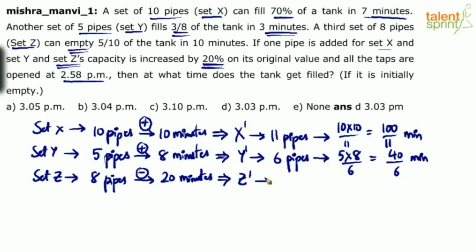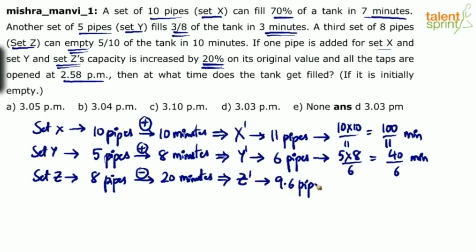So I can say Z dash will have how many pipes now? 8 plus 20% of 8. What is 20% of 8? 1.6. See, these calculations you must do without putting pen to paper. Only then can you solve these questions quickly. Otherwise it would look lengthy. So 8 will become 8 plus 1.6, which is 9.6. I'm not writing all those intermediate steps here, right?